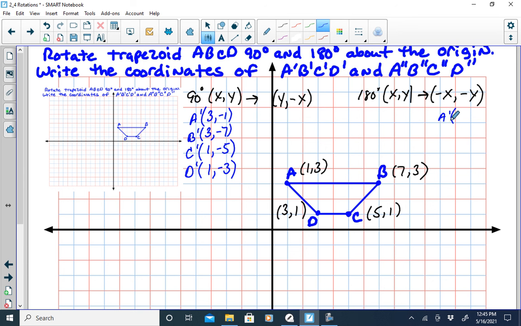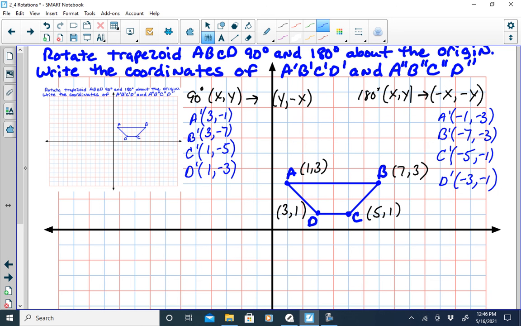A prime, opposite x, opposite y, negative 1 and negative 3. B prime, opposite x, opposite y, negative 7 and negative 3. C prime, opposite x, opposite y would be negative 5 and negative 1. And D prime, opposite x, opposite y would be negative 3 and negative 1.